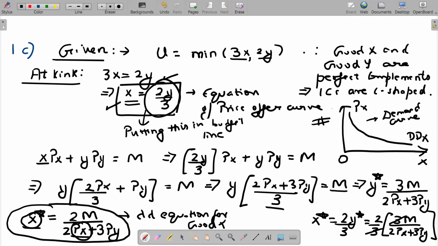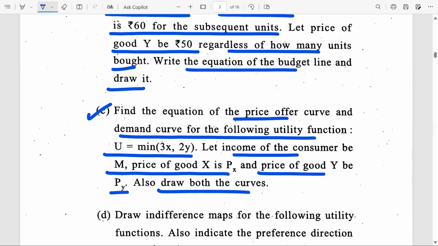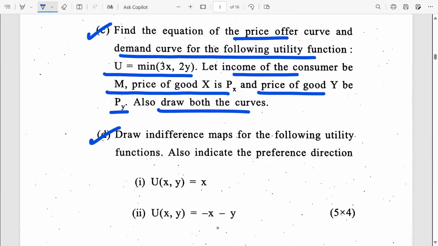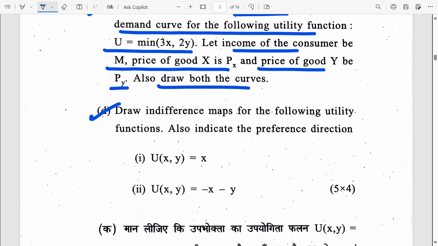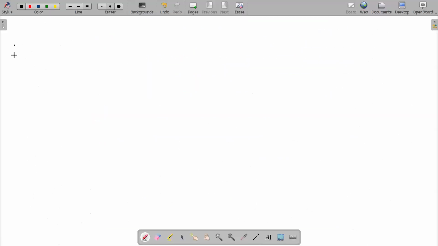Okay, coming back to the question paper, let's look at part D. Draw the indifference maps for the following utility functions and also indicate the preference direction. So u of xy equals x. This is quite easy. Recall from my lectures on utility theory. We are given that utility from x and y is just equal to x. When I say that utility from x and y is just equal to x, it means that for this consumer, y is a neutral good.